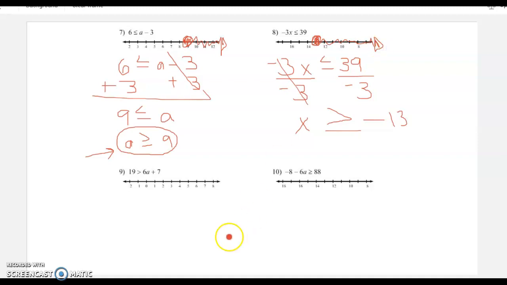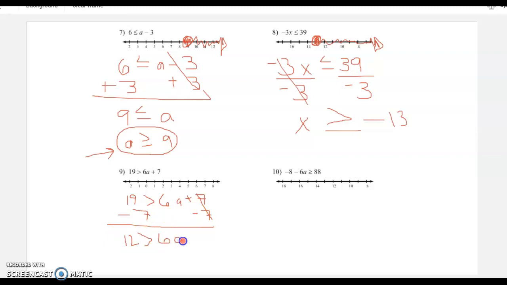Number 9, 19 greater than 6a plus 7. So let me just rewrite it to make it prettier. 19 greater than 6a plus 7. So if I'm going to start to get a alone, to get rid of the plus 7, I would subtract 7. What I do on the right of the inequality, I do on the left. Ooh, big 7. 7 minus 7 cancels. 19 minus 7 would be 12 is greater than 6a.